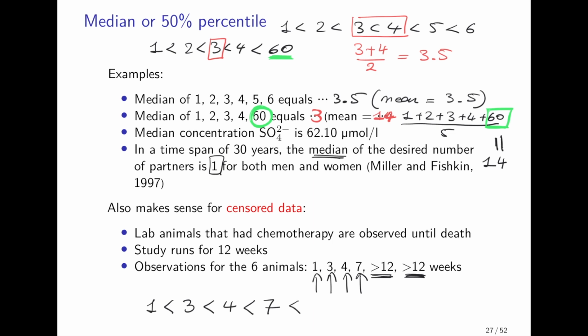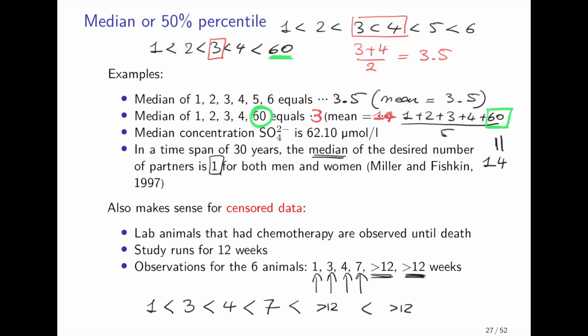Well, we don't know what those are, but bigger than 12 is definitely bigger than 7. So we have bigger than 12, bigger than 12. And it doesn't matter whether rat 5 lives longer than rat 6 or the other way around. Those are just extreme values. What matters is that both of them are bigger than the value that precedes it, 7.